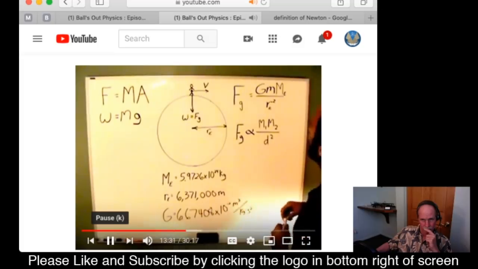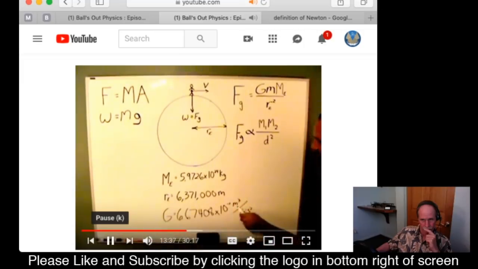And he didn't know how to determine that, but he did know that the units would be what we have right here, meters cubed over kilograms times second squared. Now, he might not have been using the metric system then. I haven't actually looked into that, but he would have been using something similar.